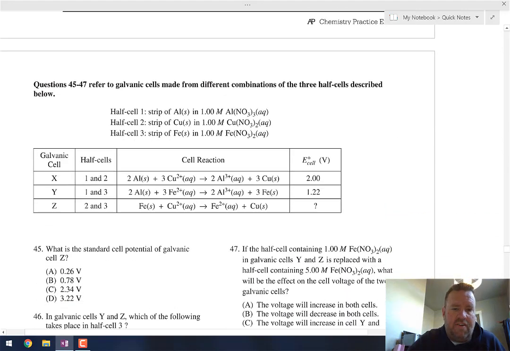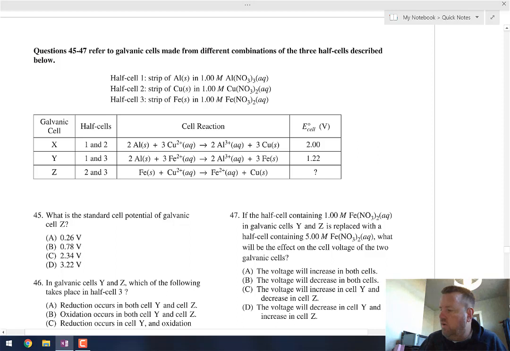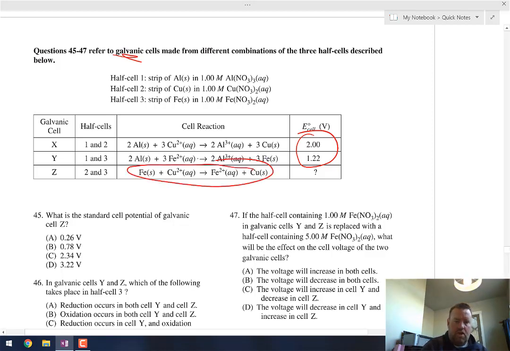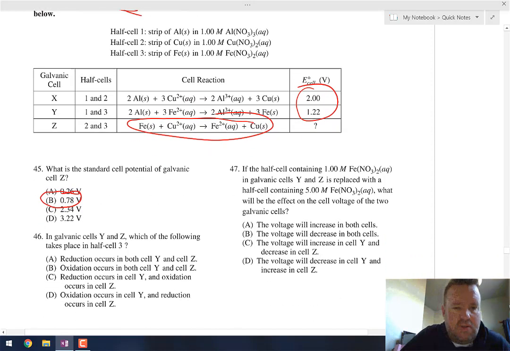Okay, numbers 45 through 47 deal with electrochemistry. Question number 45 asks you, what is the standard potential of galvanic cell Z? Galvanic cells have to have positive values. So you've only got 2 cell potentials, those 2. There's one way you can subtract those 2 numbers and still get a positive value that would result in this overall equation. So you would just take 2.00, subtract 1.22, and you end up with 0.78 volts. So the correct answer is B.